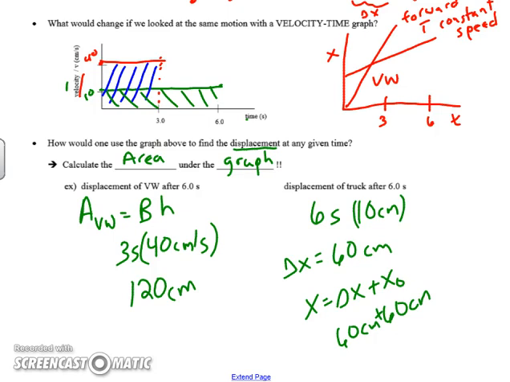But again, when you find the area under the graph, you're generally finding the change in position. And if you start at 0, that's equal to your displacement. If you start at something other than 0, then you add that to your change and you have your final displacement. So we'll do more with that in other graphs.